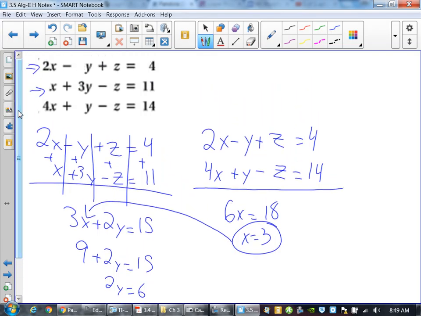So we go back up, we can use any one of those, might as well just use the top one. We had 2 times 3 minus 3 plus something is 4. What's z? 1. 6 minus 3 is 3, plus 1 is 4.